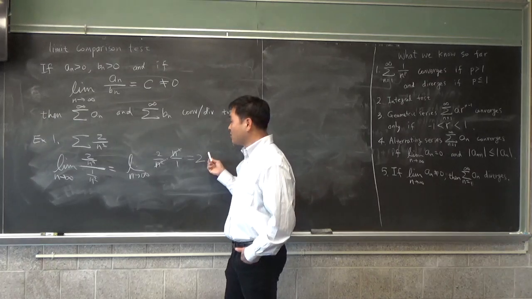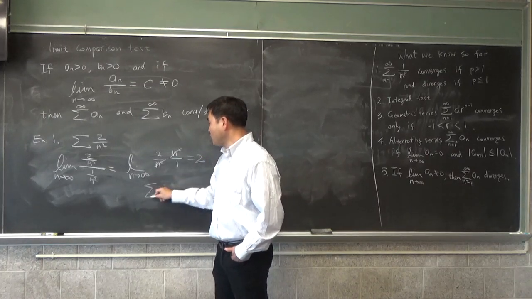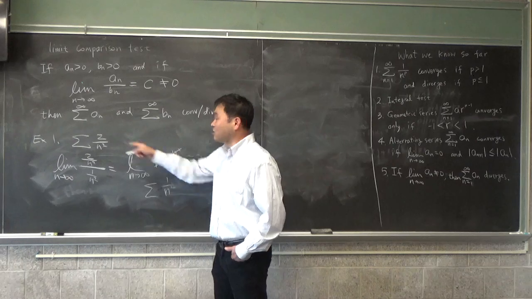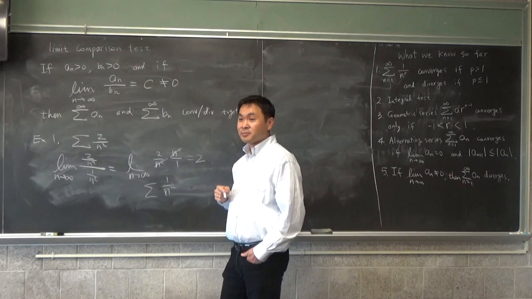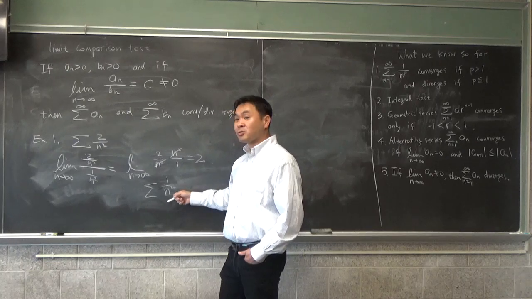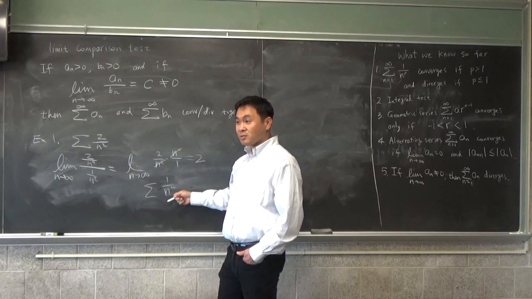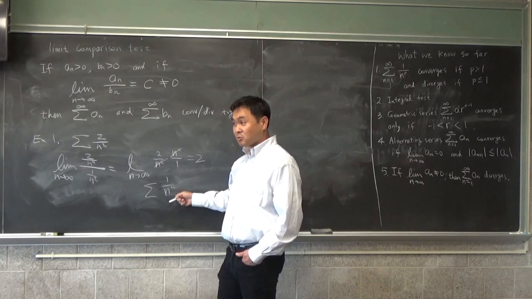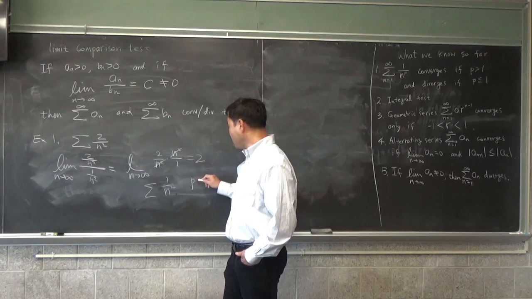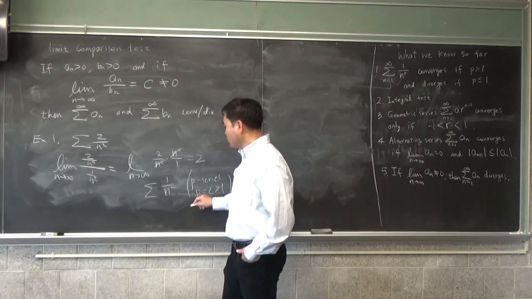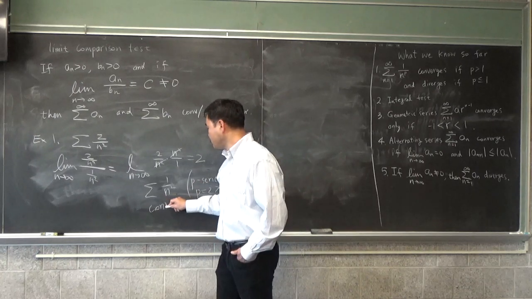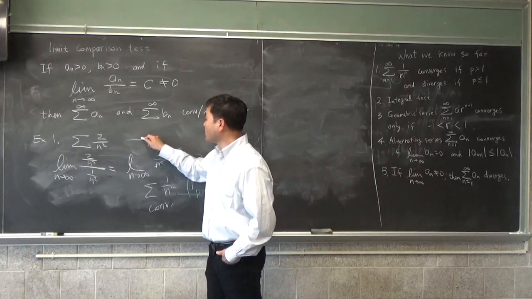So that means if the summation of 1 over n squared converges, then this should converge as well. Okay? Is that good? Does this converge? Yes, it's a p series with p equals 2, greater than 1, so it converges. So we know that this converges.